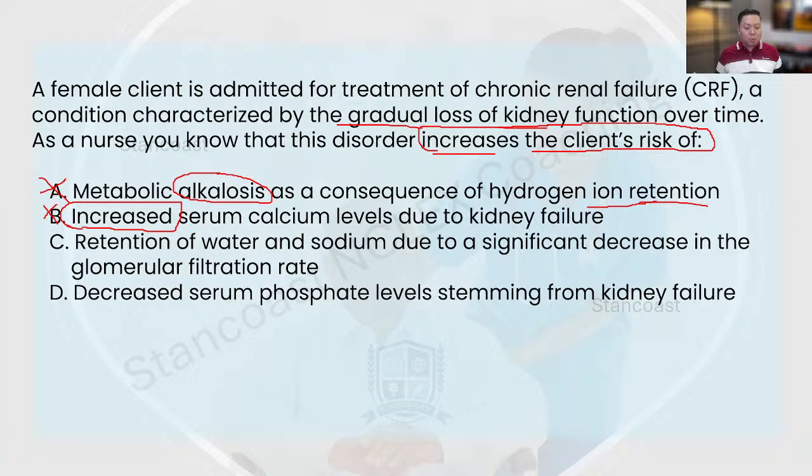But we'll know more when we look into their labs. It's just not about the shortness of breath. It's going to be electrolyte imbalances that can affect their cardiac function and also the brain function. So at this point, the patient will have some problem to concentrate the urine, and that's why there's also fluid retention at this point. Okay, now this is a possible correct answer. So now let's check letter D. Decreased serum phosphate levels stemming from kidney failure.